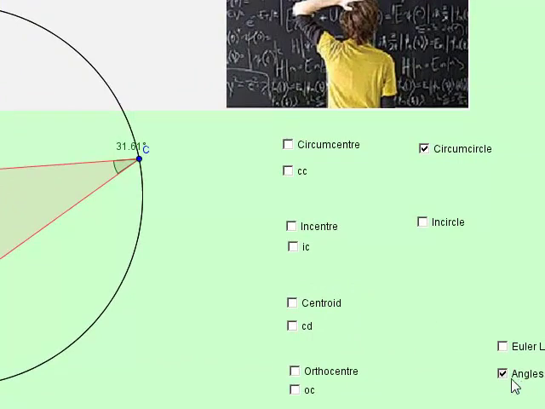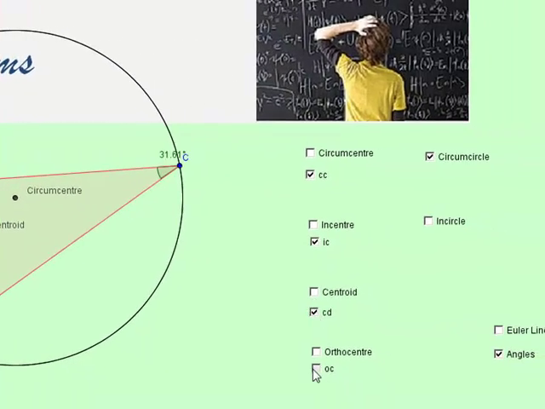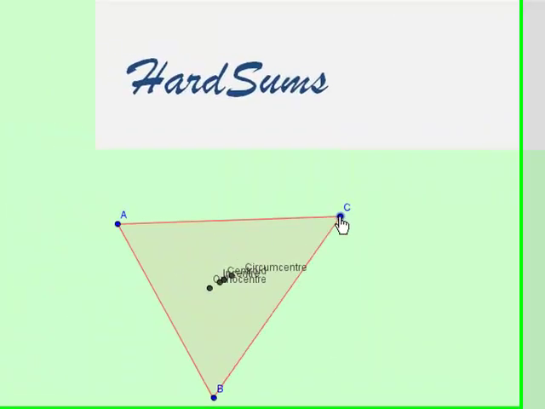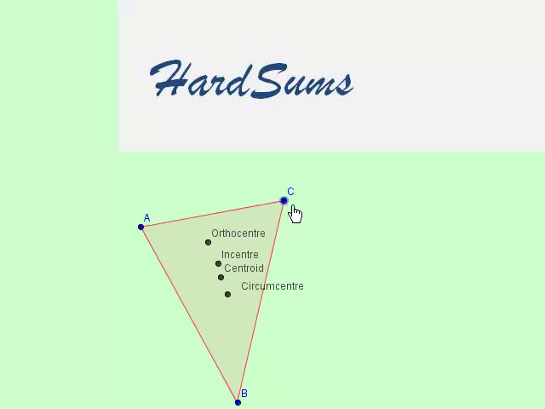One last interesting feature of all these centers is this. If I turn them all back on one more time, and turn off that circle again for clarity, maybe turn off the angle as well, we don't need these now. And just take a quick look. Can we see any pattern? Is there any connection between these 4 centers?